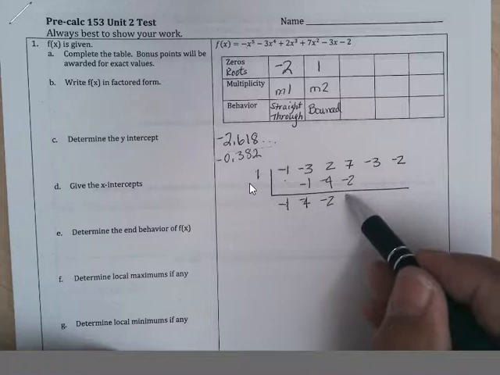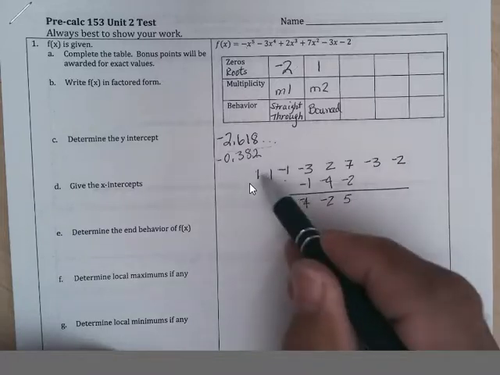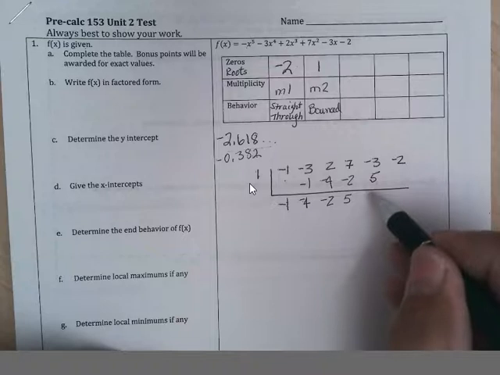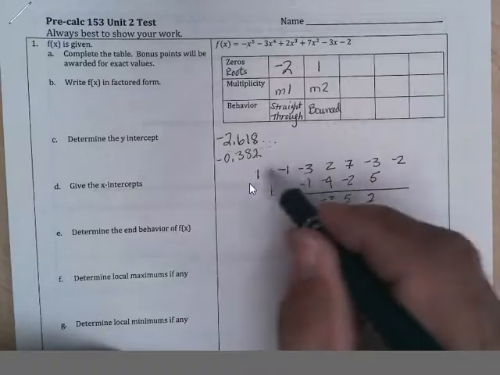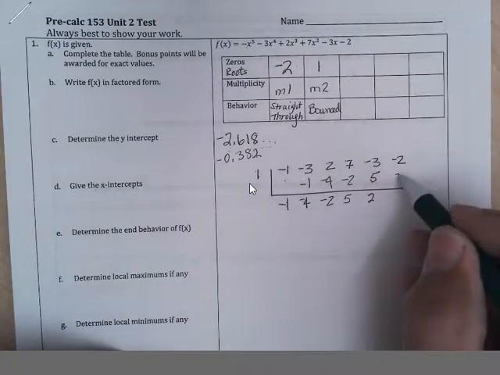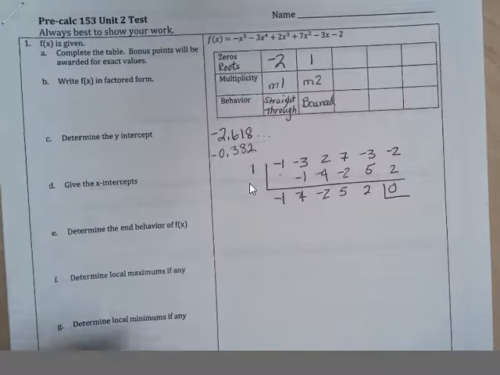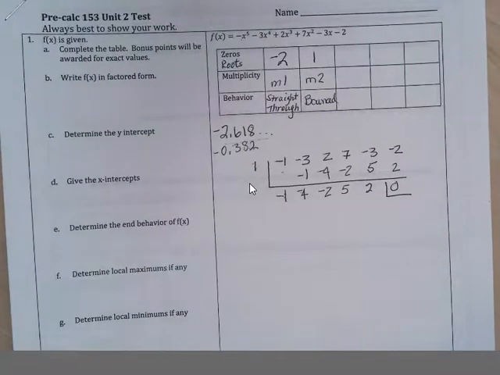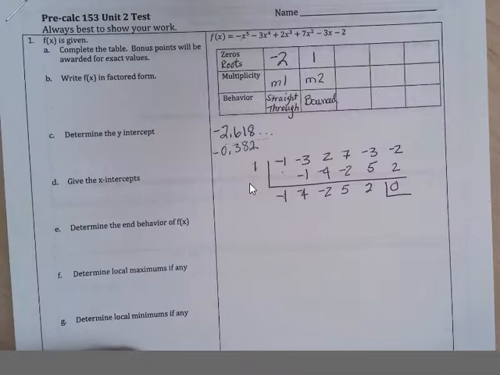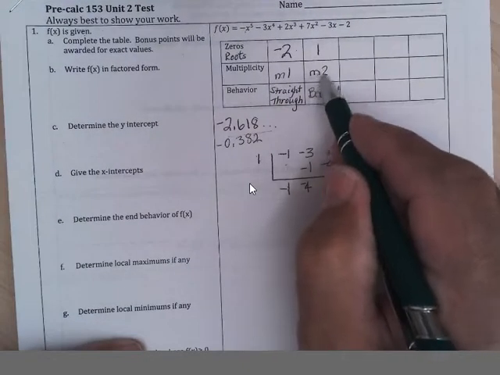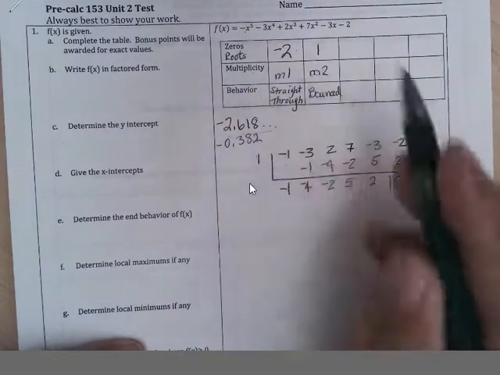Add down, and I get 5. Multiply, and I get 5. Add, and I get 2. Multiply, 2, add, 0. It went in evenly, so I know that it for sure is a 0. And I think it goes in twice because of the multiplicity, because it bounced.